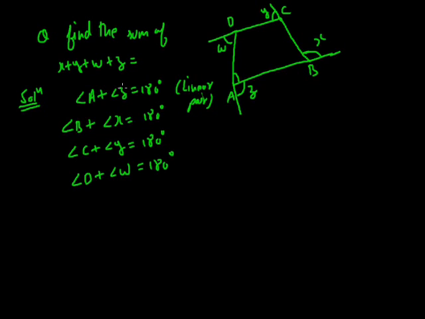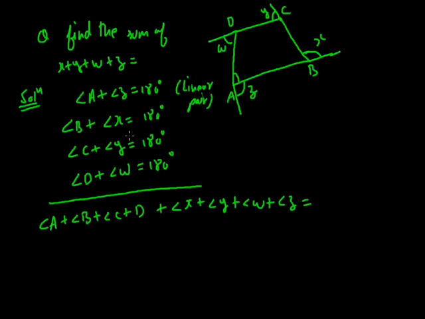Now when we add all these four equations, what we get is angle A plus B plus C plus D and angle X plus Y plus Z plus W. And on the right hand side we are getting 180 four times, that is 180 four times means 720 degrees.